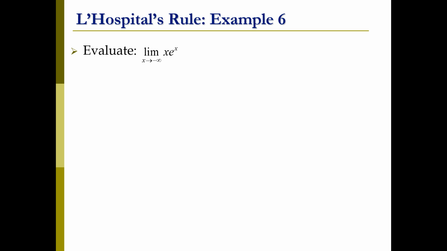Let's go ahead and try that one more time. Let's find the limit as x approaches negative infinity of x times e to the x power. If we use direct substitution, we're going to yield negative infinity times e to the negative infinity, or negative infinity times 0. So I'm going to turn this into a quotient.